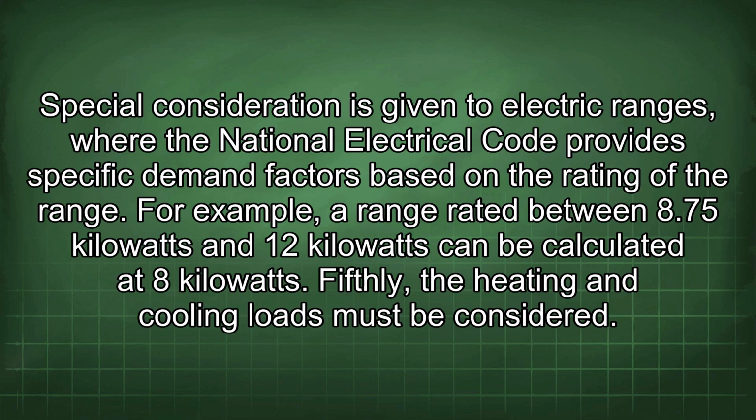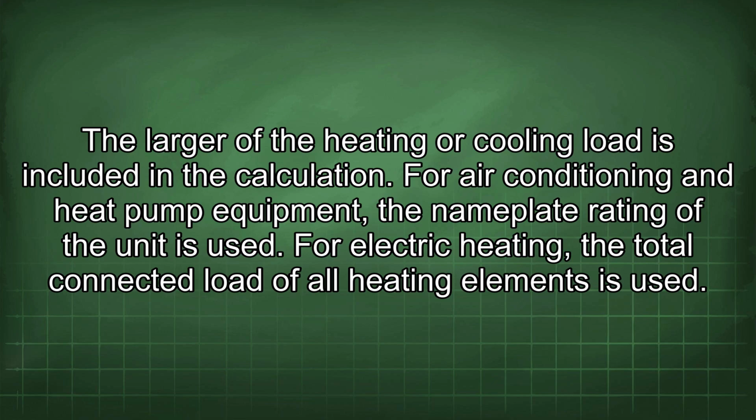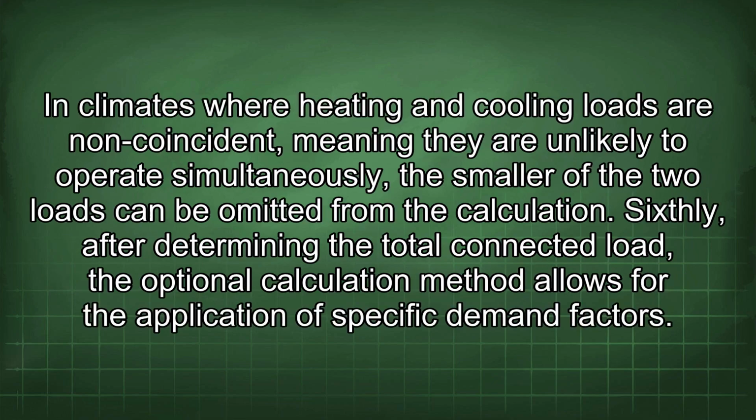Fifthly, the heating and cooling loads must be considered. The larger of the heating or cooling load is included in the calculation. For air conditioning and heat pump equipment, the nameplate rating of the unit is used. For electric heating, the total connected load of all heating elements is used. In climates where heating and cooling loads are non-coincident, meaning they are unlikely to operate simultaneously, the smaller of the two loads can be omitted from the calculation.